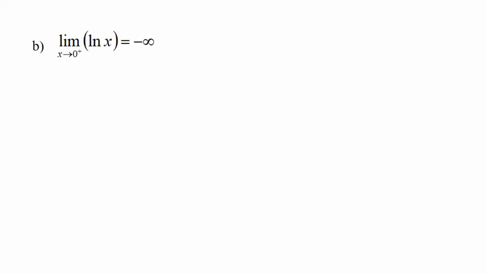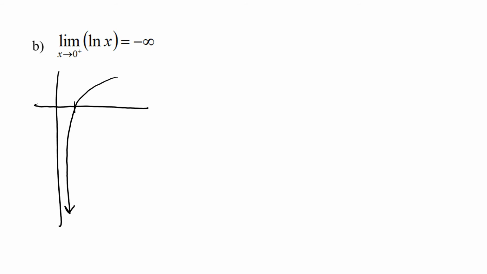Now we want to use the precise definition of an infinite limit to show that the limit as x approaches 0 from the right of the natural log of x is equal to negative infinity. So let's draw a quick sketch of our graph real quick. So here we have a very quick natural log graph. And we're trying to show that as we approach 0 from the right, we have this n, and f of x will always be less than that n.